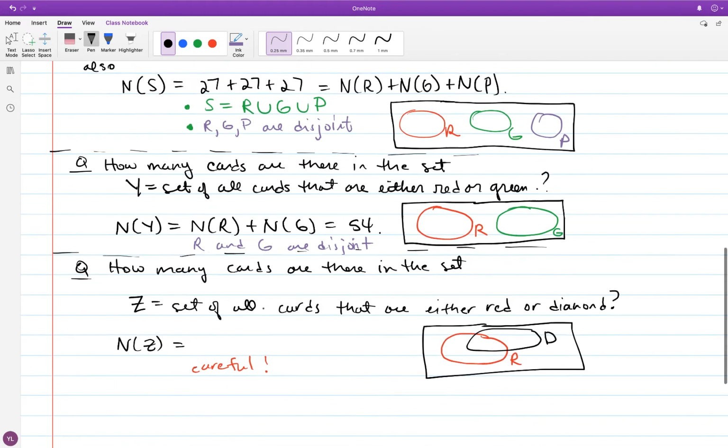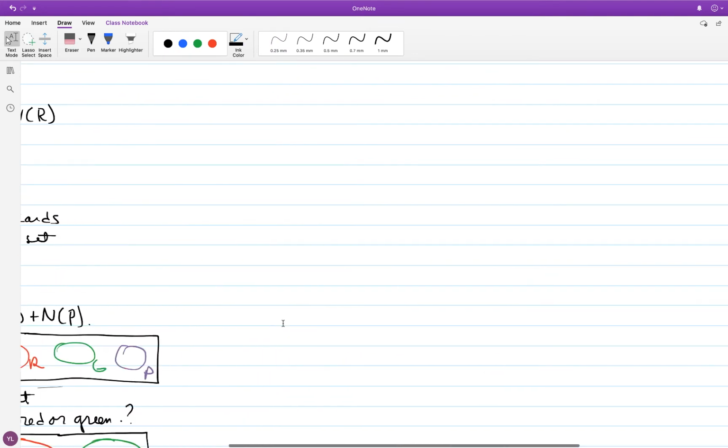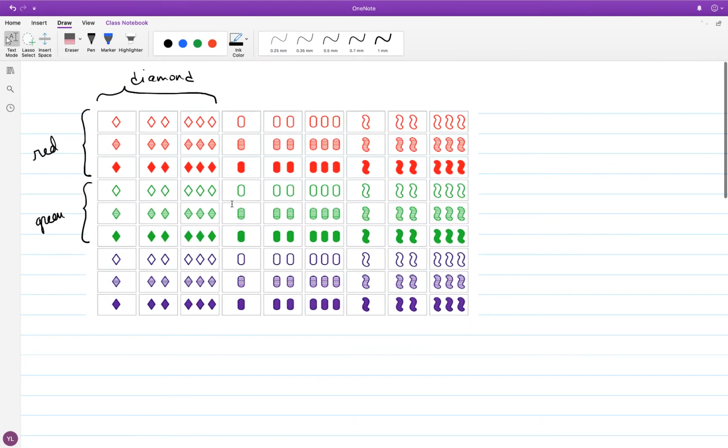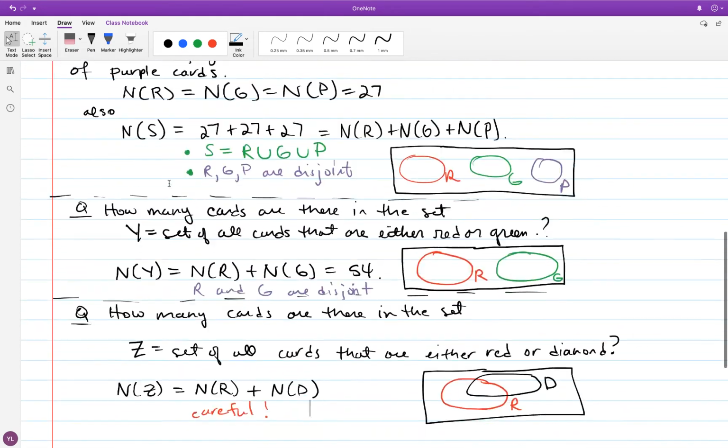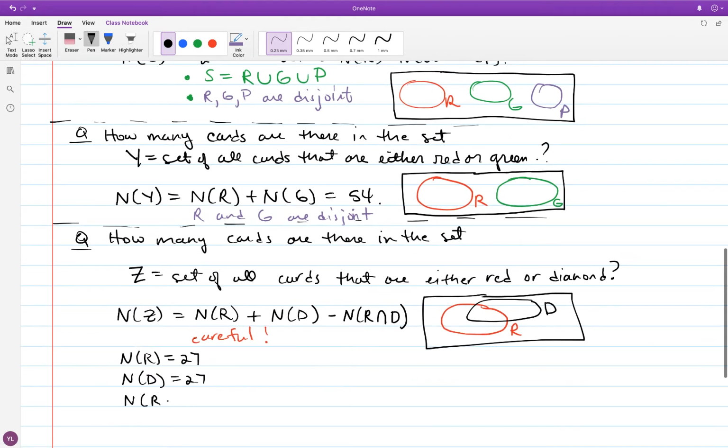But now back down here, the red cards and the diamond cards do not form a pair of disjoint subsets of S. Instead, they overlap. There are some red and diamond cards that I see here in the upper left. So I understand that if I just take the 27 reds plus the 27 diamonds, I've overcounted exactly the red diamonds. So I can just subtract off the red diamond cards from my count, and that will give me the correct count of the number of cards that are either red or diamond, or in other words, the union of the reds and the diamonds.